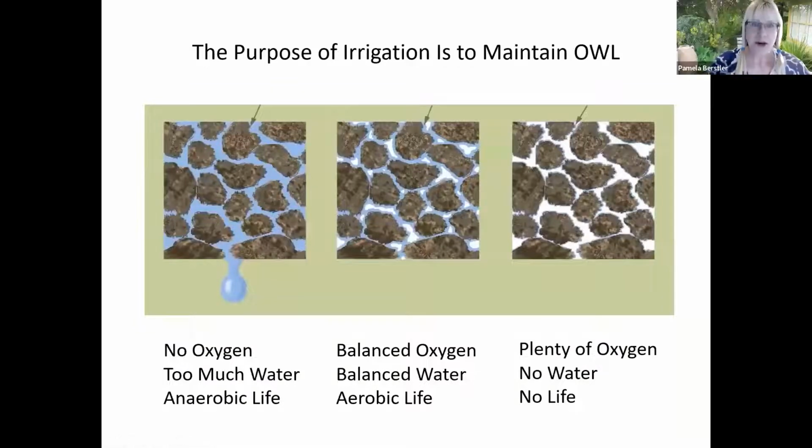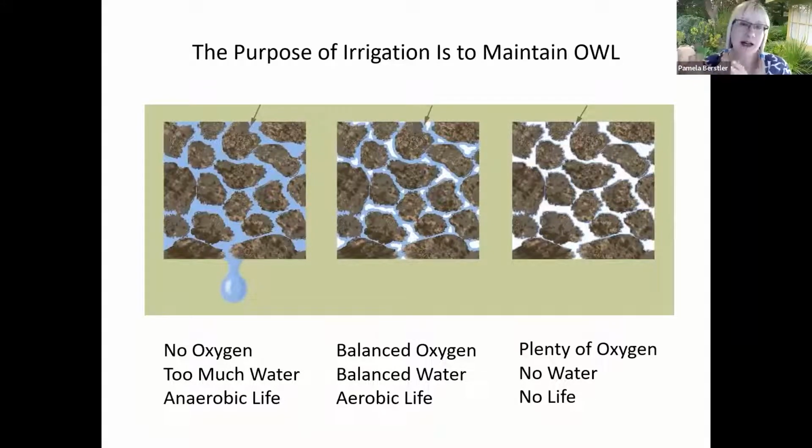Now, remember, the purpose of irrigation, we used to say, was basically to maintain the balance of oxygen and water. But now we can add the life to it and say that the purpose of irrigation is to maintain OWL. We want to make sure that we don't have too much water in the system so that there's no oxygen, because when we're saturated with too much water, the life that's going to form in that soil is pathogenic life. It's anaerobic life. And remember, everything needs oxygen. So pathogenic life is going to thrive in a saturated environment where there's no oxygen.